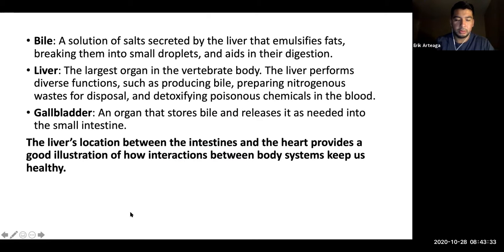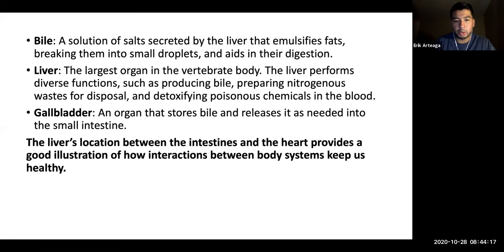Okay, so yeah. Bile. This is a solution of salts secreted by the liver that emulsifies fats, breaking them into small droplets, and aids in their digestion. Liver, the largest organ in the vertebrate body, performs diverse functions such as producing bile, preparing nitrogenous waste for disposal, and detoxifying poisonous chemicals in the blood. So the liver is innervated by the circulatory system as well. So it's not just innervating the duodenum. It has implications throughout the whole body. Okay, so the liver performs functions in the circulatory system as well as the digestive system.